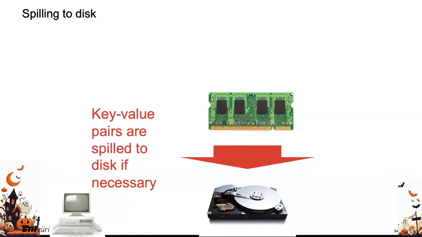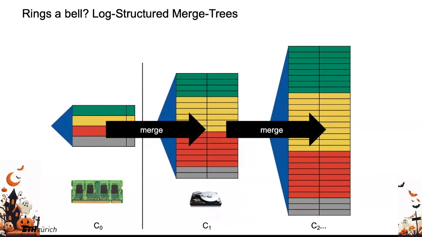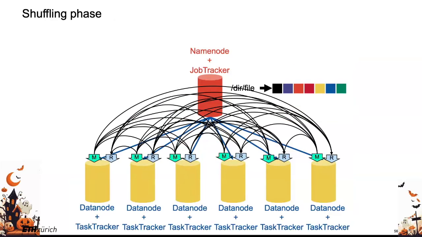All right, so this is what happens if the memory is full. Of course, if the memory is not full, you don't need to do it. Then you just keep it in memory, right? But you want to keep them sorted so that it's ready for the shuffling, right? So you do want to preserve the sorting.